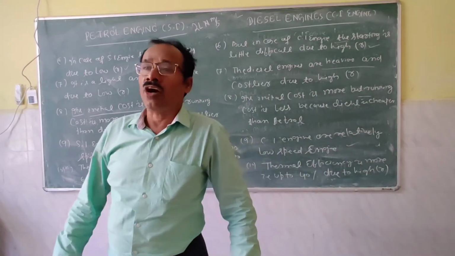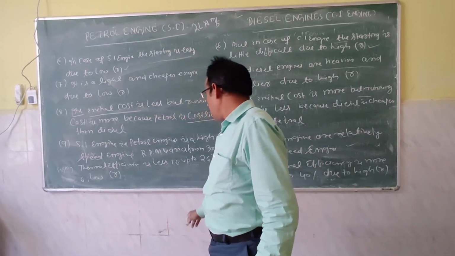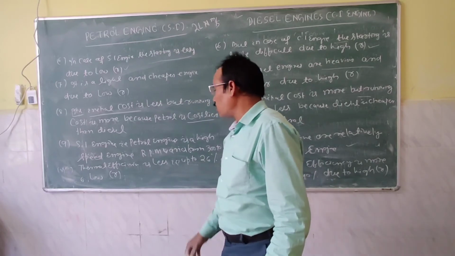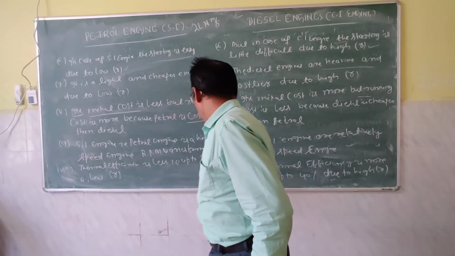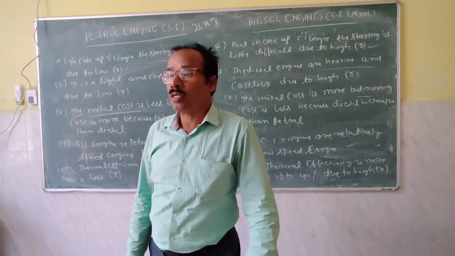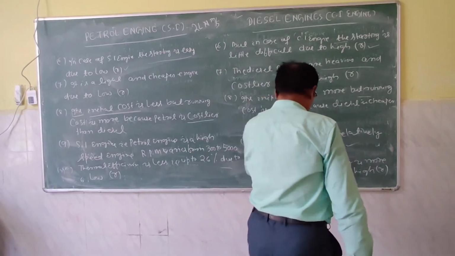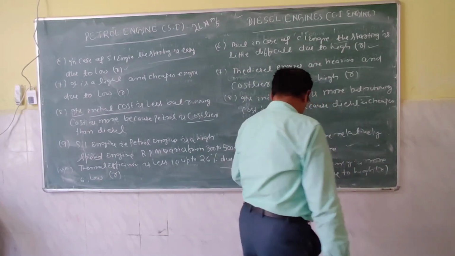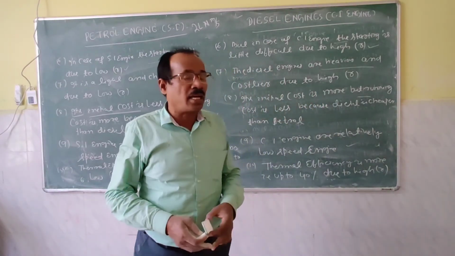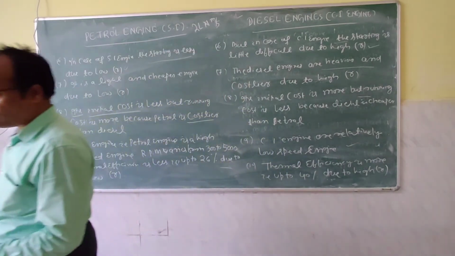Then petrol engine or SI engines, the thermal efficiency is less, that is up to 26% due to low compression ratio. But in case of diesel engine or CI engine, thermal efficiency is more, that is up to 40% due to high compression ratio.